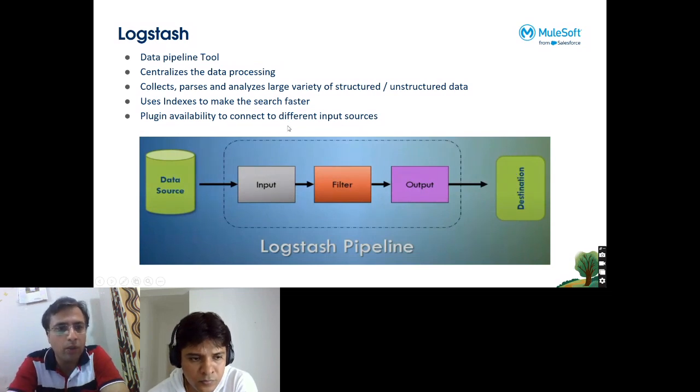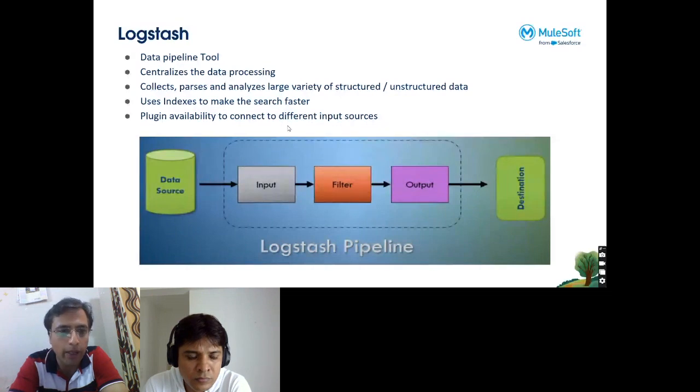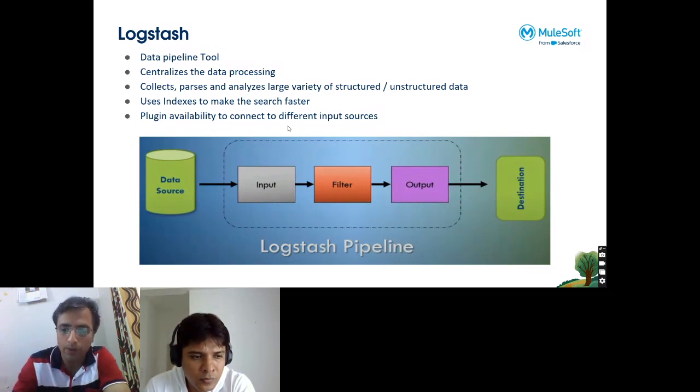Okay, so it has different plugins to connect to different input sources. Like we have the HTTP plugin, the TCP plugin, and the UDP plugin. There are various plugins which Logstash uses to interact with the data sources. The plugin we are using in today's demo will be TCP. So we'll be using the TCP plugin to interact with Logstash. So that's pretty much about Logstash.